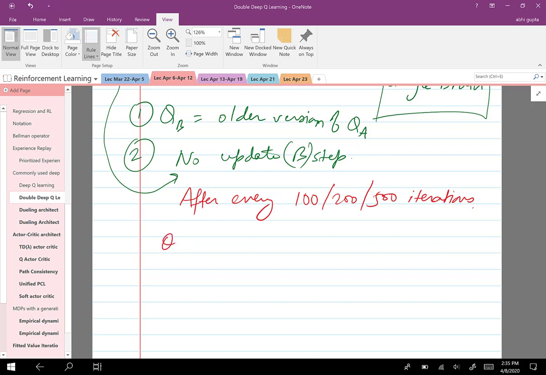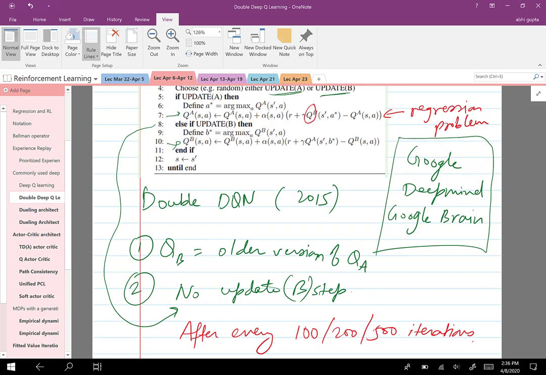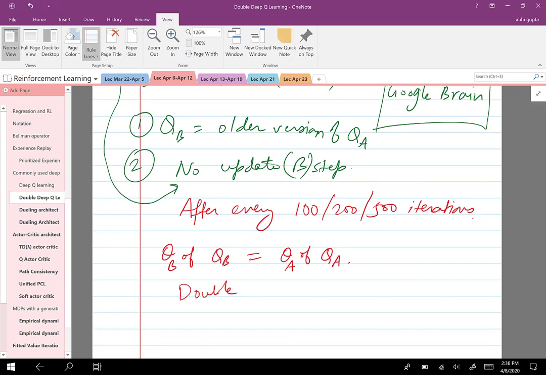weights of QB is set to be equal to theta of QA. So theta A and theta B. Okay. And then you continue training of QA. And then again, after 200 iterations, you copy all the weights of QA into the weights of QB. And you continue to do this forever. And that's known as the double DQN algorithm. And the prioritized experience replay was basically talking about prioritized experience replay in double DQN.